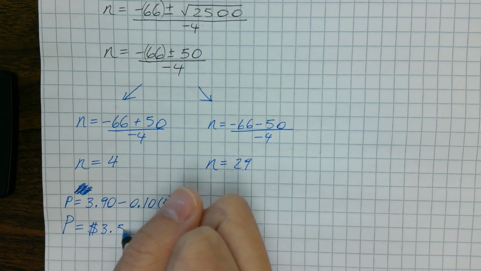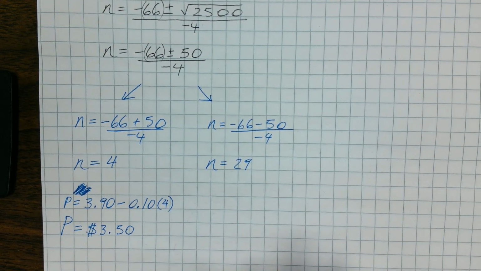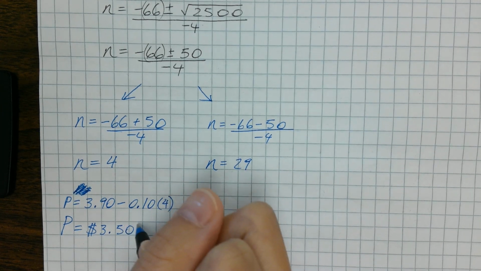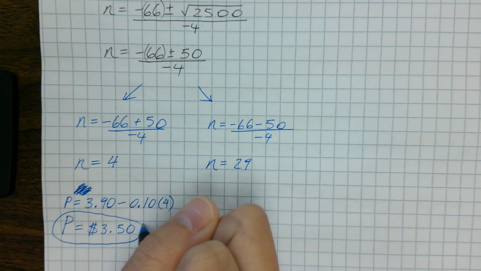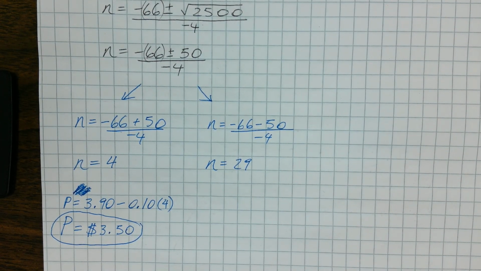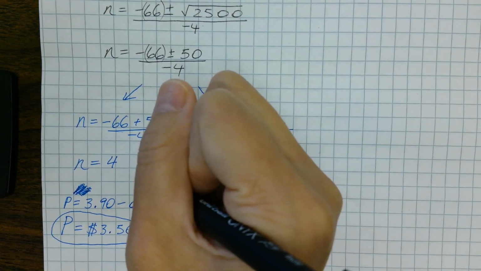$3.50. That's right. Does that make sense? Do you think we should take that answer? Yeah, sounds good to me. Yeah, sounds reasonable. So price of milk is $3.50. I'm gonna take that answer.